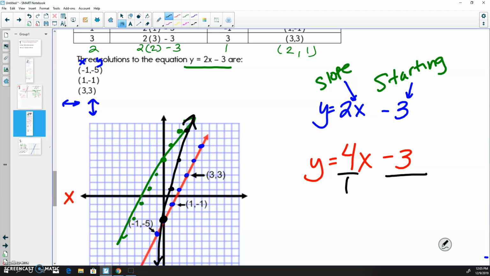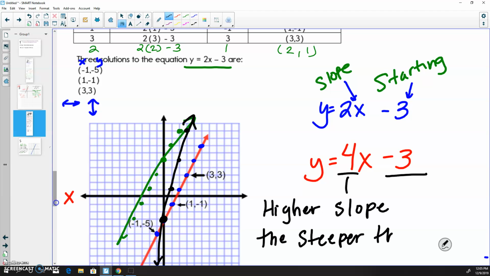Yeah, they cross because they start at the same spot. But is it steeper or less steep? Steeper. If you're trying to climb up that red line, it would be hard. If you tried to climb up that black line, it would be even harder, right? So you need to write down: the higher the slope, the steeper the line.